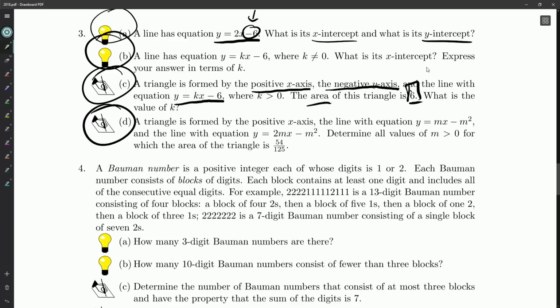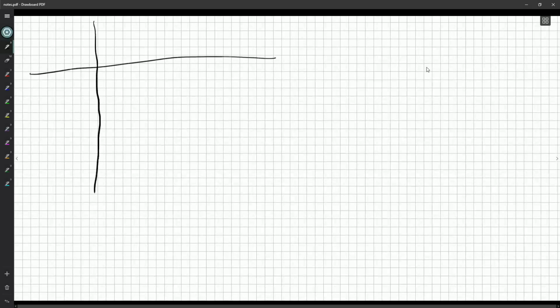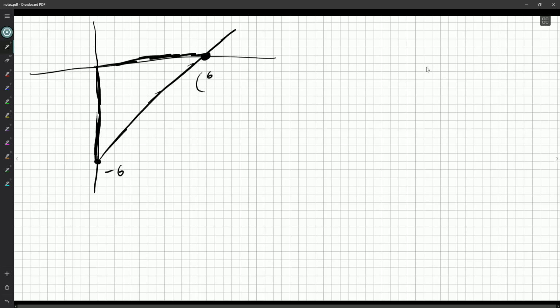Okay, so we'll draw a little picture of what we've got going on here. Pictures are very nice. They help clarify things when we're writing written solution questions. So we've got -6. That's always going to be the y-intercept if it's kx minus 6. And so we've got the negative x-axis. We've got part of the positive x-axis. And then our line intersects somewhere up here at 6 over k, 0.